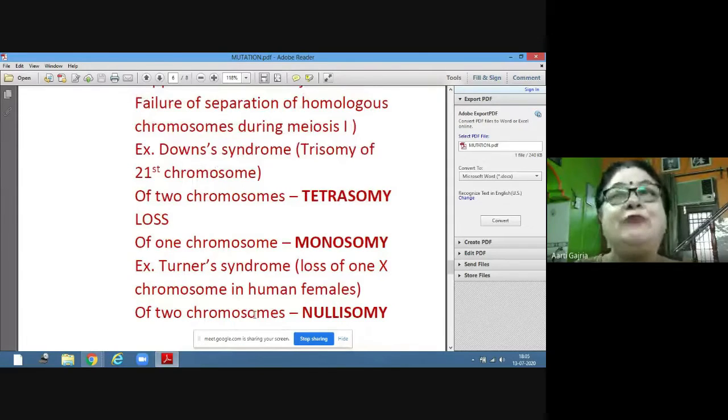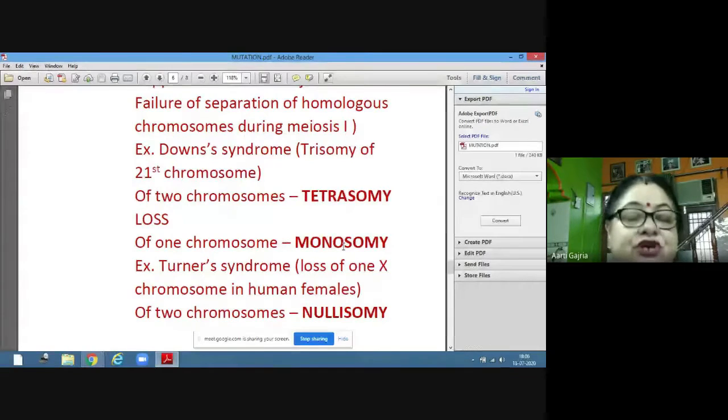Now see what happens when there is deletion of one chromosome. One chromosome is absent, one chromosome is lost. It results in monosomy. That means only one is present. For example, Turner's syndrome. This is also a syndrome in human females. What happens? Loss of one X chromosome. Normally, females have two X chromosomes, but in Turner's syndrome there will be only one X chromosome because of the monosomy.